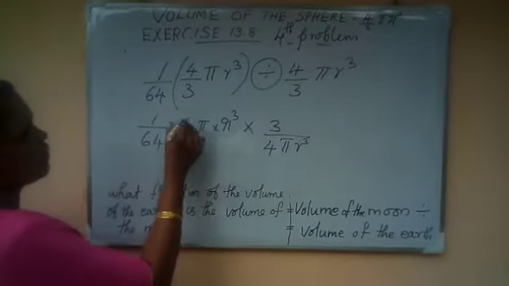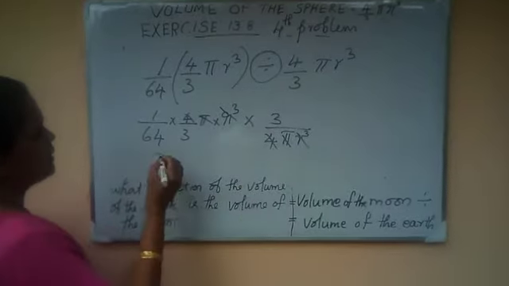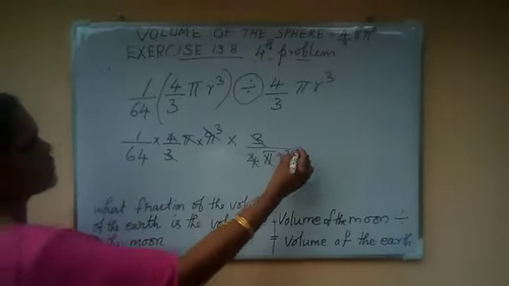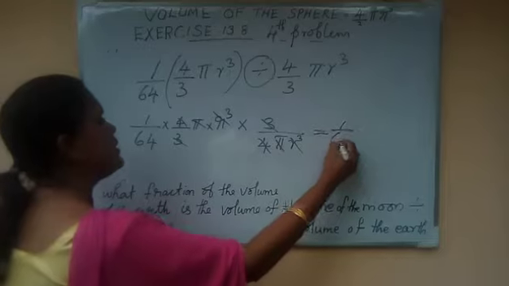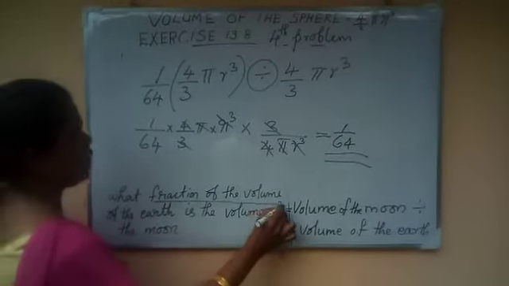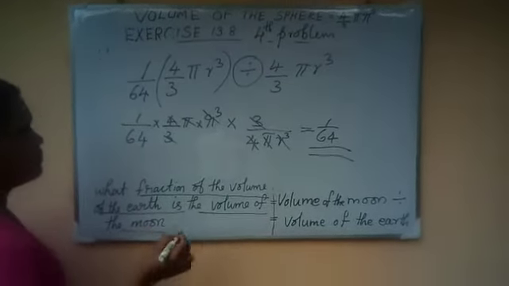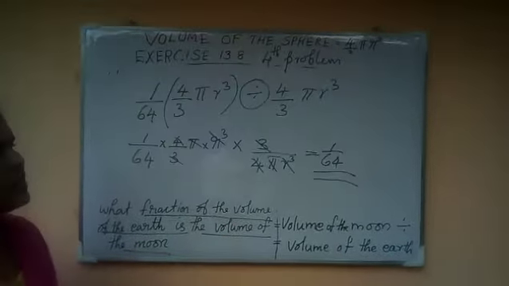So this 4 and 4 cancel, pi and pi cancel, r cube cancels, and 3 cancels. So the answer is 1 by 64. This is the fraction of the volume of the earth that is the volume of the moon. This is the answer, 1 by 64.